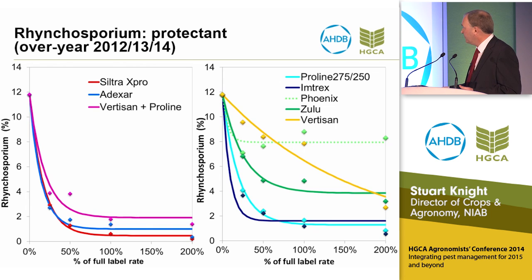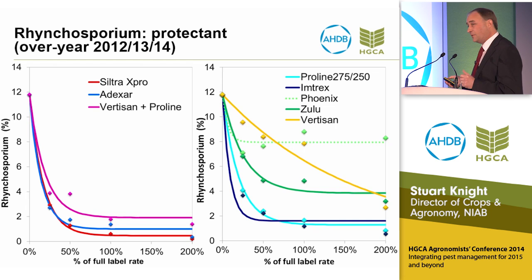We've got our Phoenix here, and although we didn't get much activity in 2014, in 2012 and 2013 we did get some more useful Rhyncho activity, so there is a bit of a response there. I'll come back to the Vertizan line in a moment. Let's have a look at the mixtures on this side. And again, they're quite closely matched, particularly the Siltrex Pro and the Adexar. The Vertizan Proline compares more favourably when you bring in the 2012-13 data than it did when you just look at 2014, but it's still perhaps a little way off the other 2.